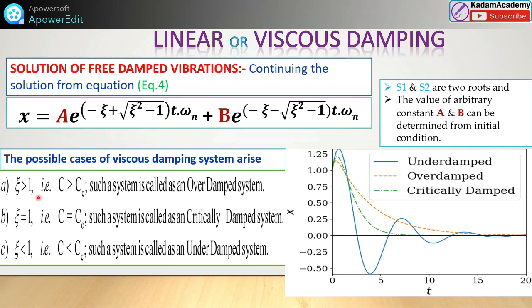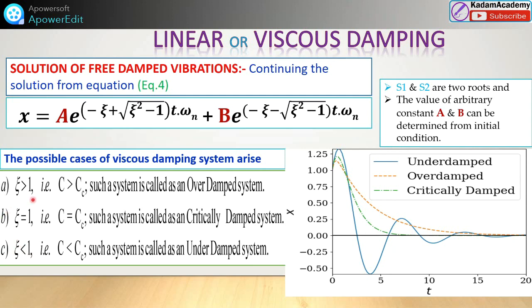When zeta is greater than 1, it is the overdamped condition. You can observe here this curve for the overdamped condition, and it goes on decreasing. This is non-periodic motion. Similarly, critically damped is this green color, and this blue color is for the underdamped. It goes slowly and reduces to the mean position, the equilibrium position.